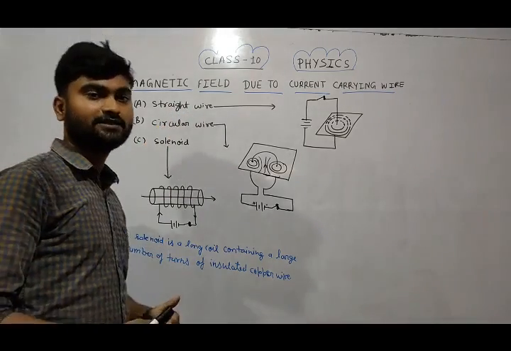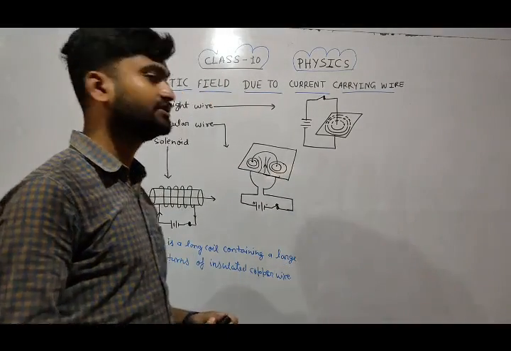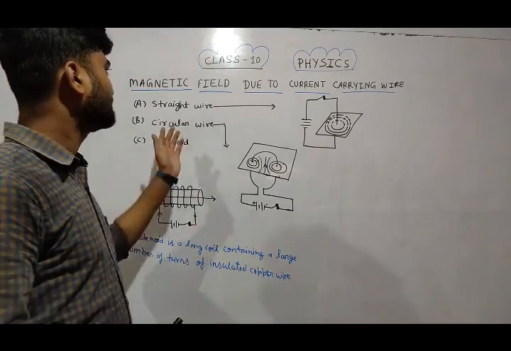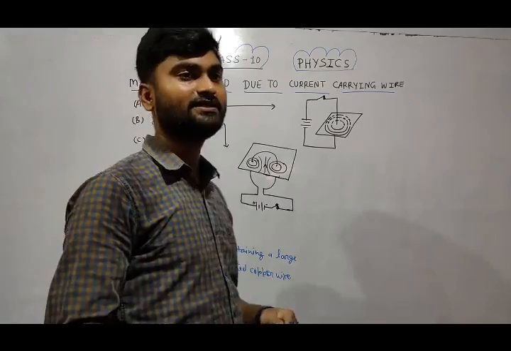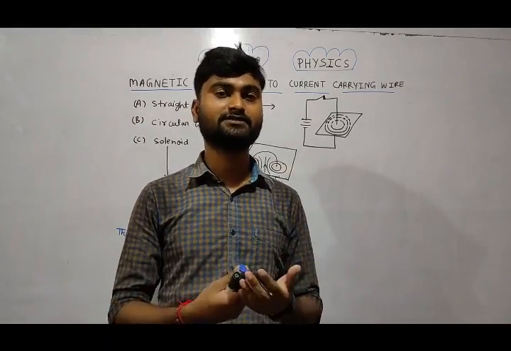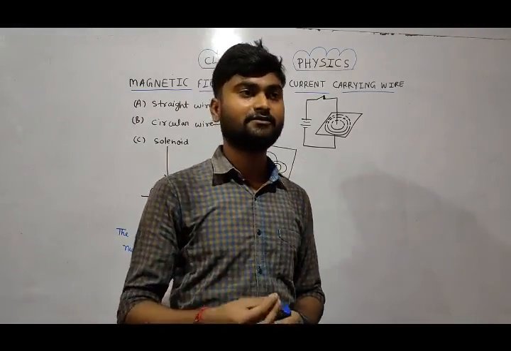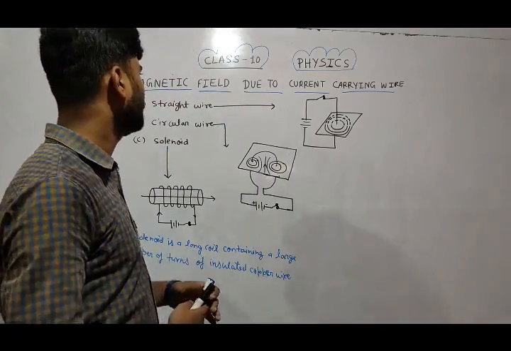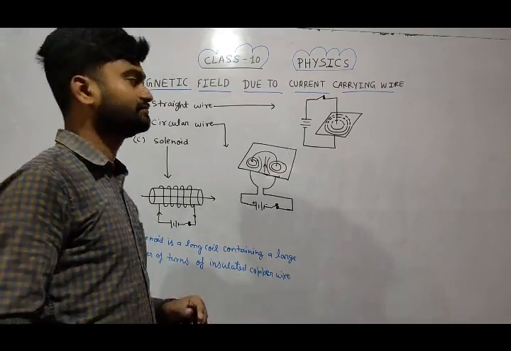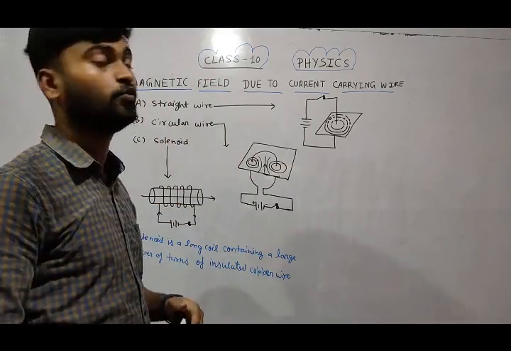Now we know that the magnetic effect of electric current is due to the current itself. It means a single straight wire doesn't produce magnetic effect, magnetic field lines around it until the current flows in that wire. It means when we talk about the straight wire, then we should add the word current carrying. So magnetic field pattern due to current carrying straight wire.